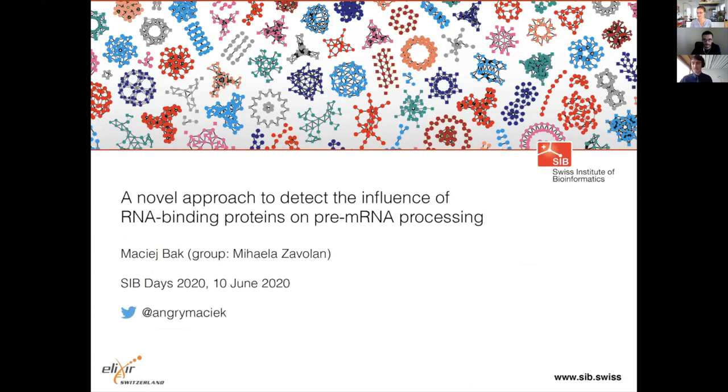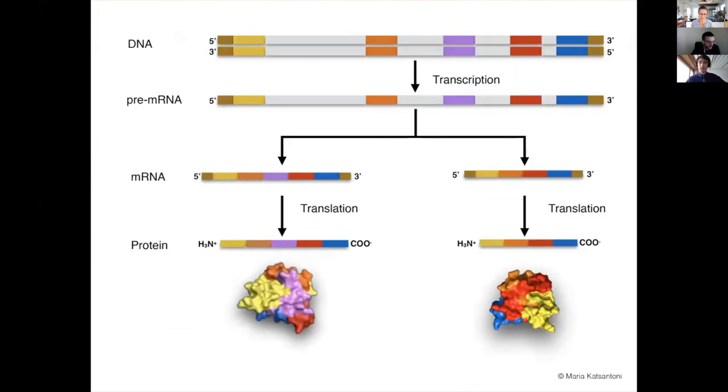I'll now present my PhD project, which is a novel approach to detect the influence of RNA binding proteins on the processing of mRNA. Essentially, I'll work on alternative splicing. Please note the purple exon here, which is the so-called cassette exon or skipping exon, which can be included or excluded in the mature mRNA, therefore in the later amino acid sequence, and it affects, of course, the structure and the properties of the protein.